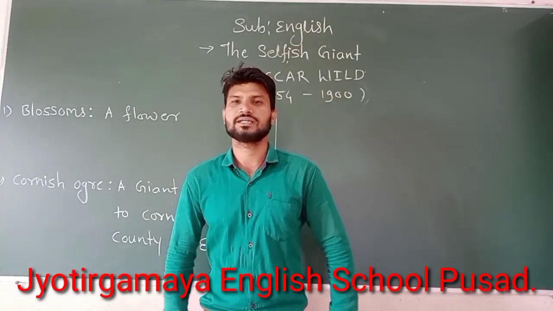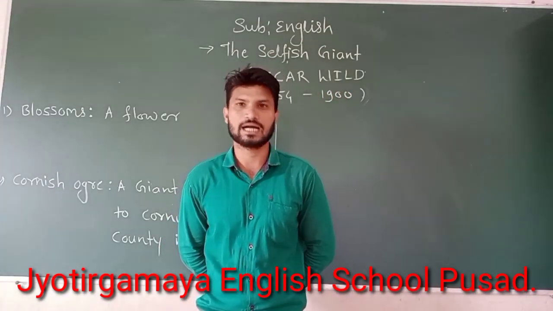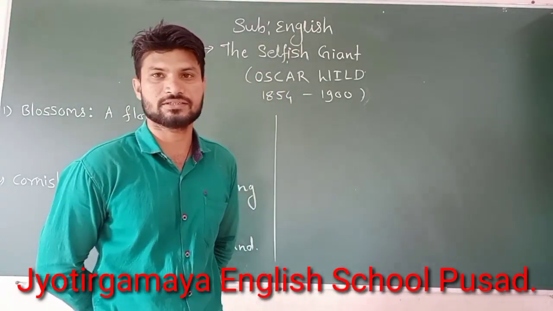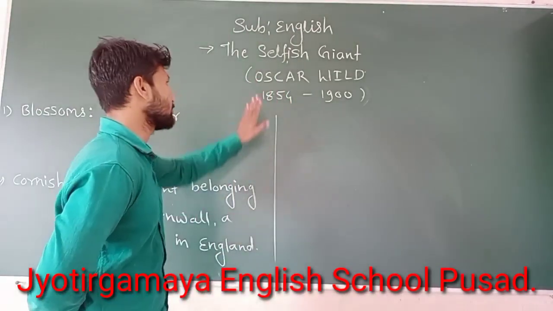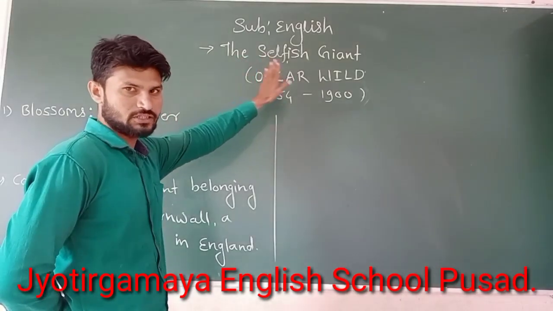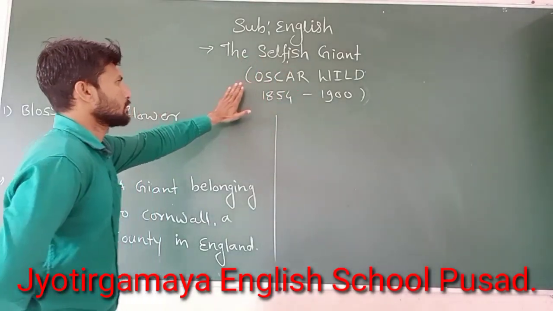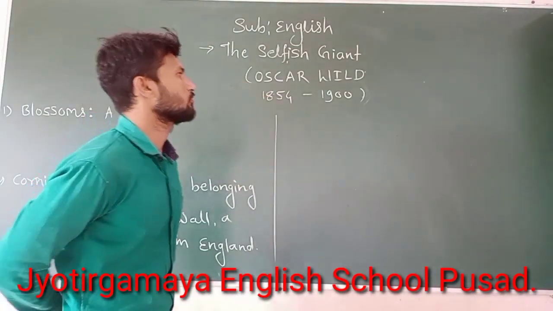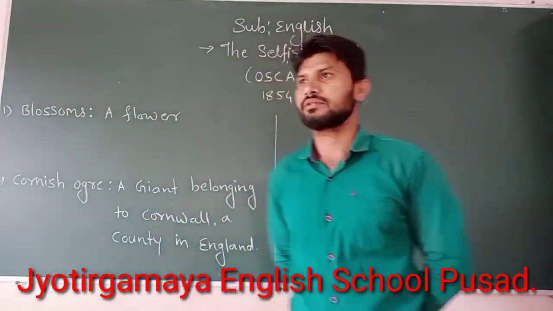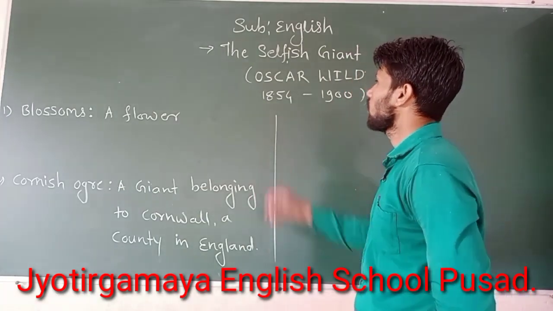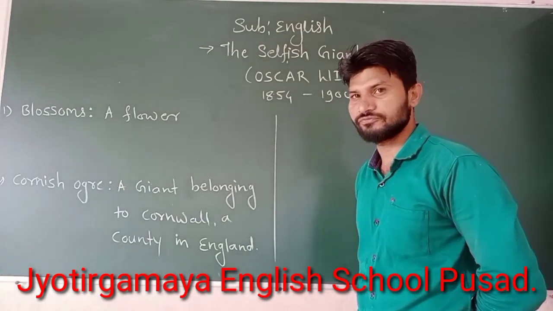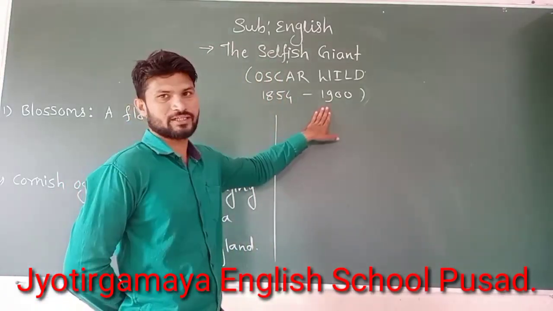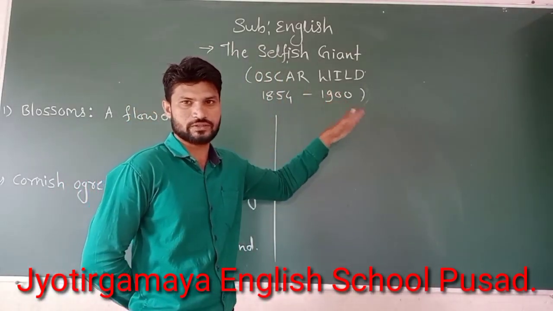My dear students, today we shall start your first lesson. The name is The Selfish Giant. This lesson is written by Oscar Wilde. He was born in 1854 and died in 1900. That was the nineteenth century.